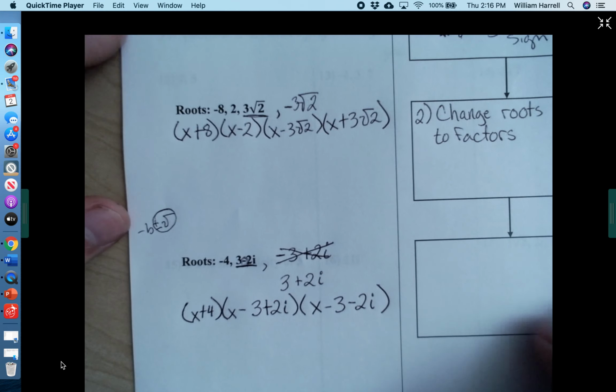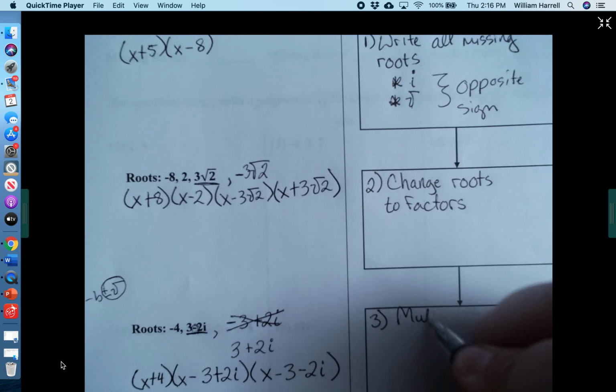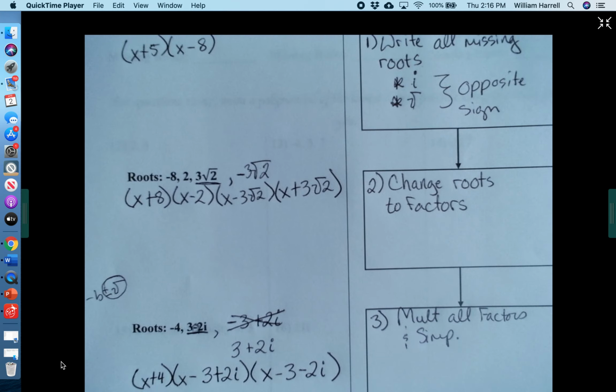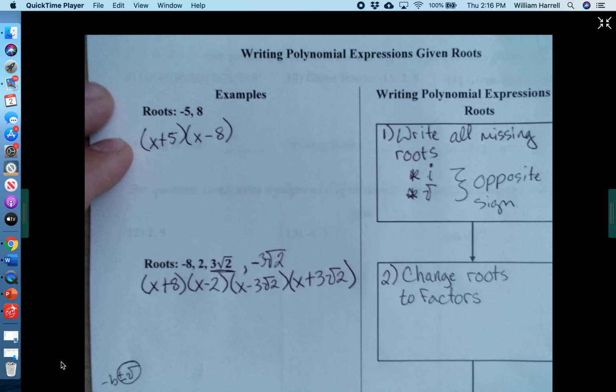Alright, moving on back here. After you change all your roots to factors, you're going to multiply all of your factors and then simplify. From here, it's Math 1, Math 2, maybe a little bit of middle grade stuff. So I'm not going to go through the second one or the third one. I'm just going to go through the first one.